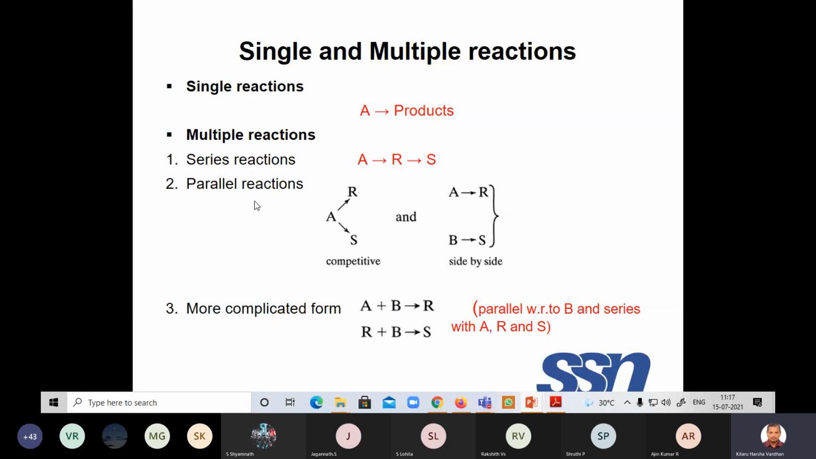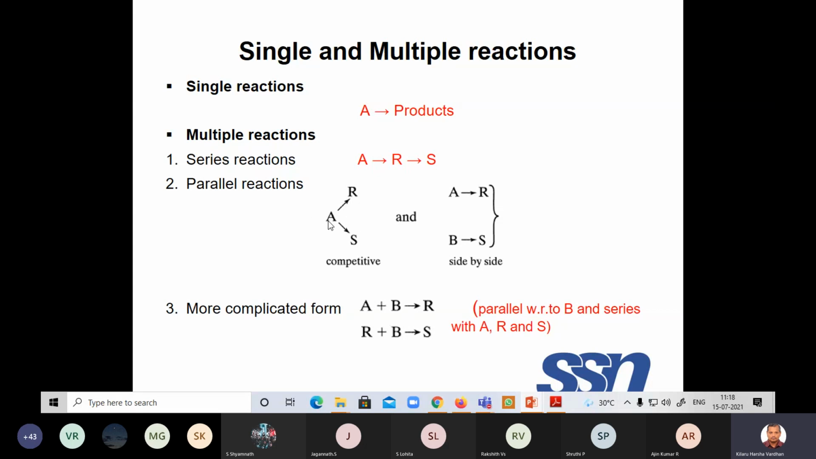The next one is a parallel reaction. In a parallel reaction, two products are competing to form, but the reactant is the same. A is giving R and A is giving S. This kind of reaction is called a competitive reaction because there will be competition for the formation of R and S, whereas only one particular product is desirable and the other reaction is undesirable. So we need to suppress the undesirable reaction so that only the desirable reaction will occur. So there will be competition, and how you take that into the picture and do the design is what we'll be studying in parallel reactions.